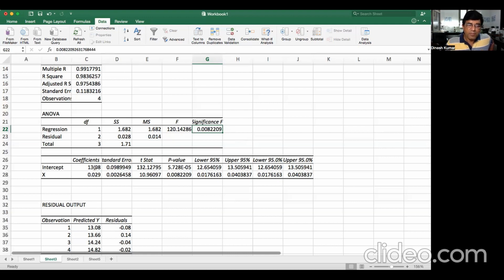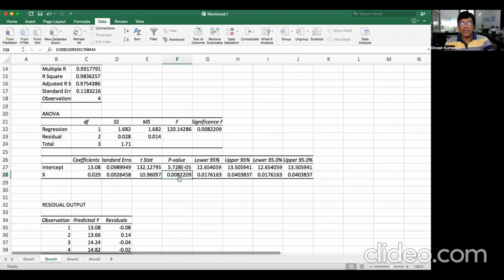Now you see the intercept value of A is given here. The value of B is also given here. So this is the value of B, this is the value of A. And you can also see the significance of B, the regression coefficient. The P value is here.